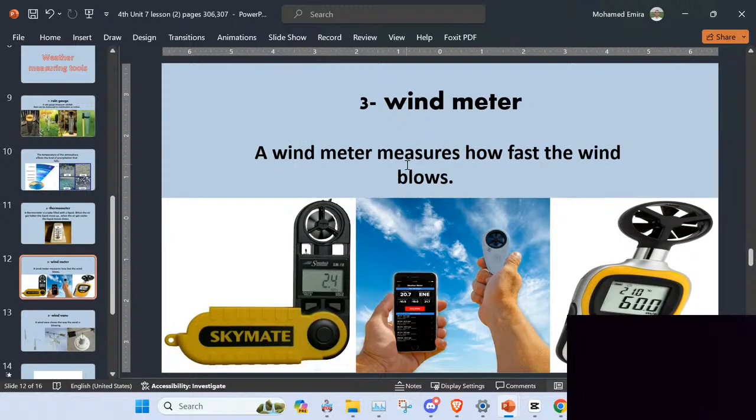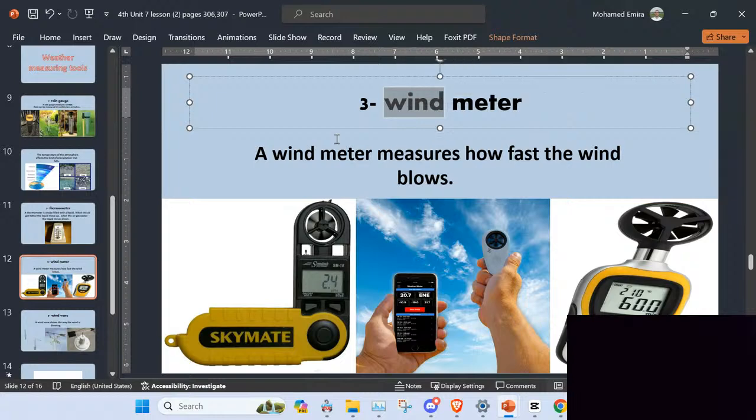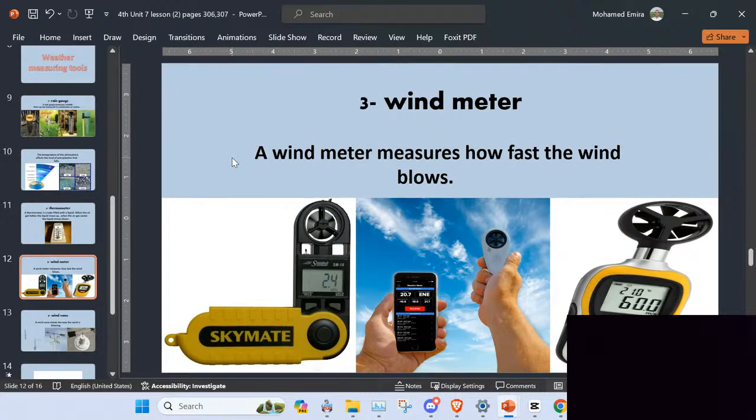The third tool for today is the wind meter. From the name, it has something to do with the wind. So it measures wind. But what does it measure exactly in the wind? It measures the wind speed. As you can see here, it has many different shapes and sizes, but they all have the same idea: a small fan attached to a digital number to give you the true number.